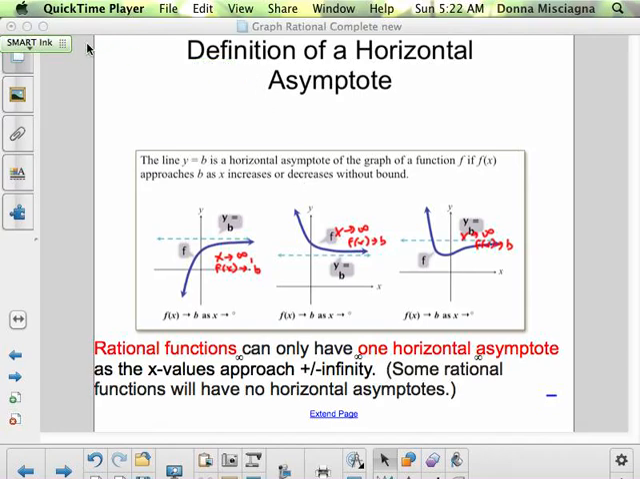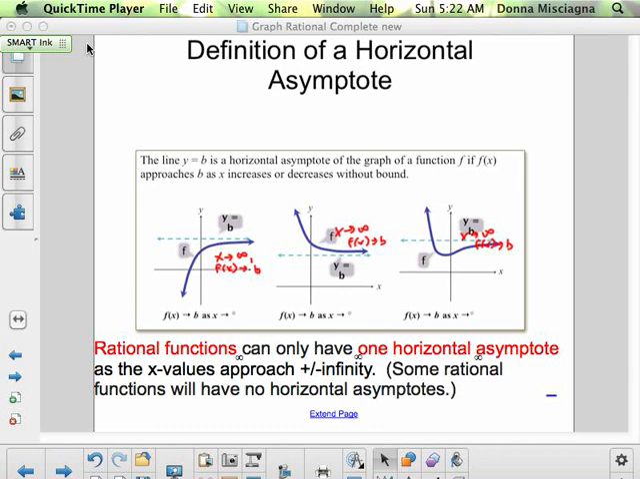All right, so now we're going to look at horizontal asymptotes. The line y equals b is a horizontal asymptote of the graph if, as x increases, the graph approaches that horizontal asymptote. So in other words, the function is going to get closer and closer to the horizontal asymptote. And it's what's happening as x gets very large or very small, approaches positive or negative infinity.